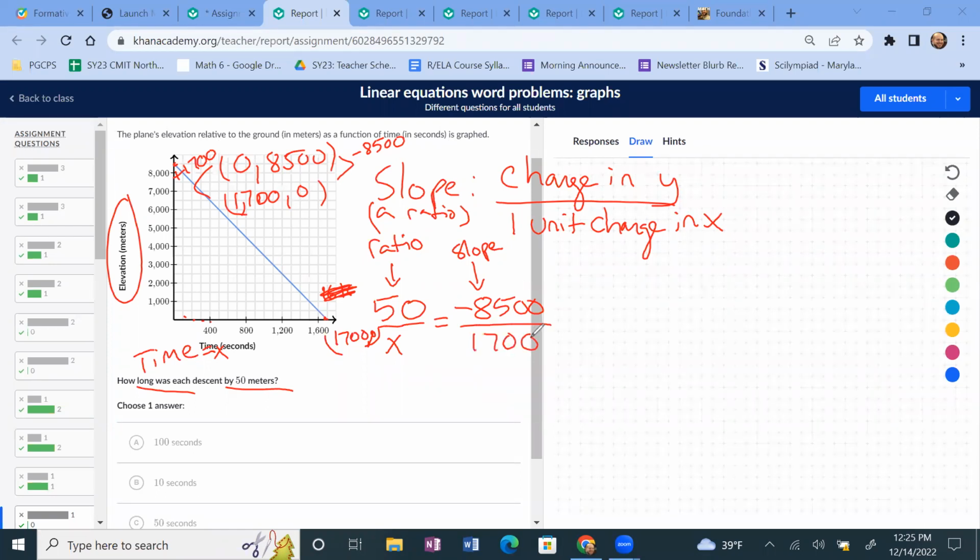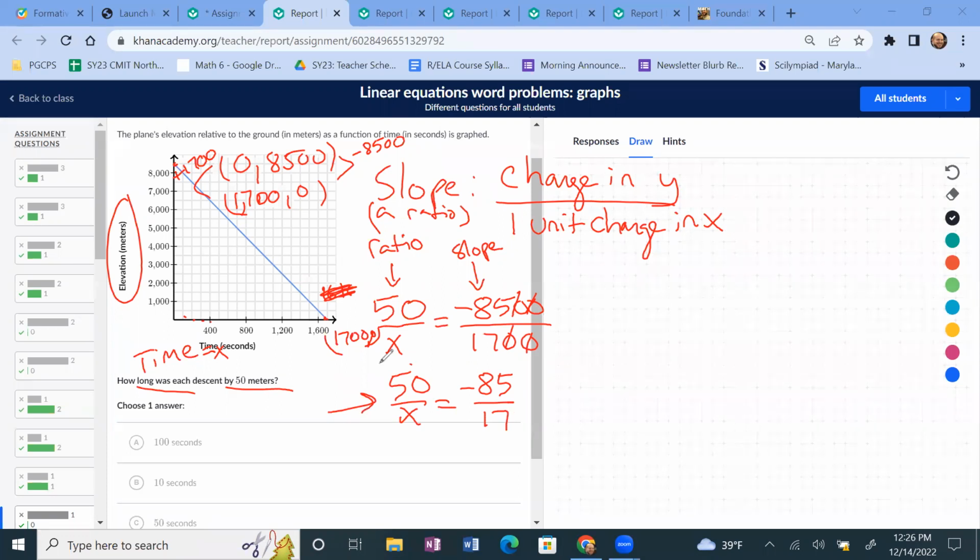Unsimplified, of course, but if I wanted to make an easy simplification, I could cross off the zeros there. Now I can rewrite this as 50 over x equals negative 85 over 17. Are you with me? All right. Then what would we do from there to solve this problem? Anytime you have a fraction equal to a fraction, which we do here, you cross multiply.